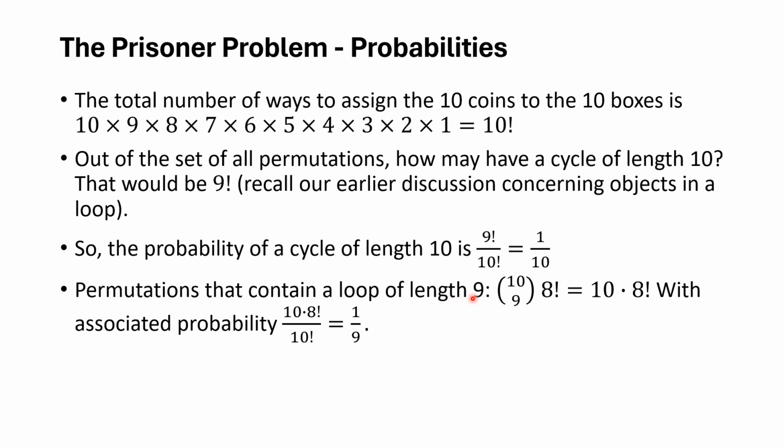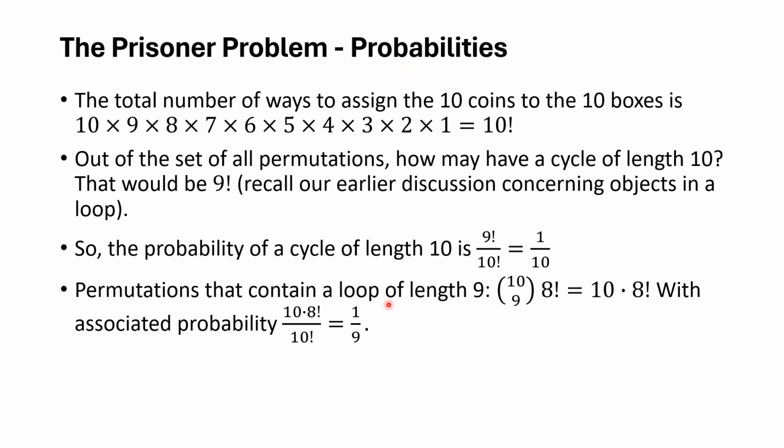So that's one way you can fail, but then you could get a loop of length 9 and then one other number that's just cycling to itself. And the number of ways of that happening is, from the 10 numbers, pick the 9 that are in the loop, and then out of those 9 objects, there's 8 factorial ways of putting them in a cycle. And so you get 10 choose 9, which is 10, times 8 factorial, and you divide that by the total number of permutations, and you get 1/9. So that's the second way that the prisoners could fail.